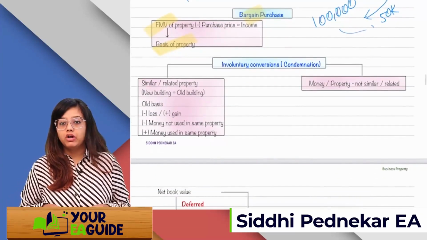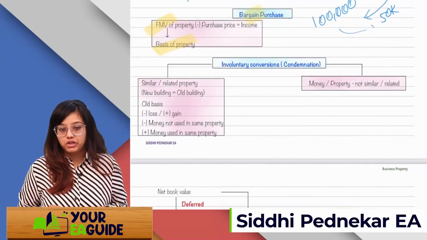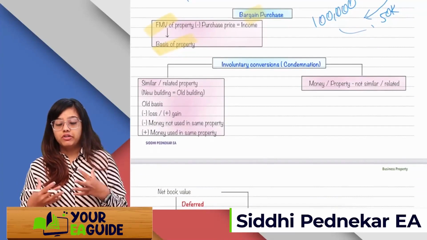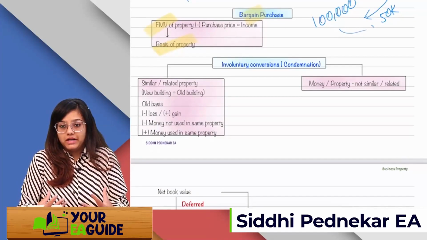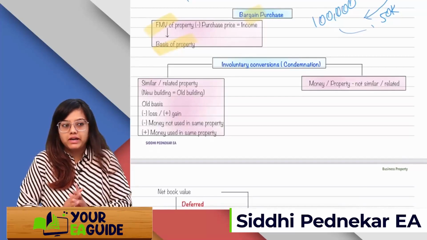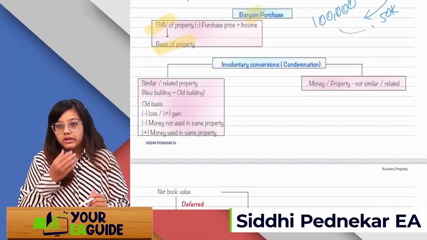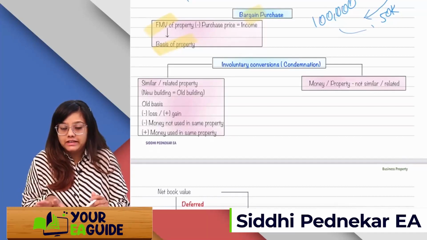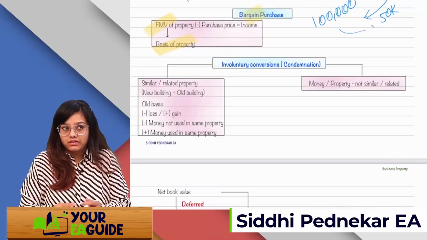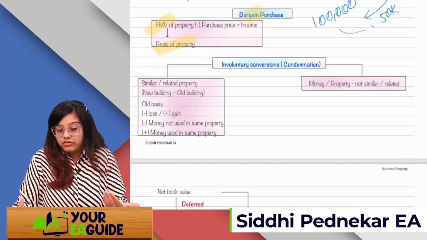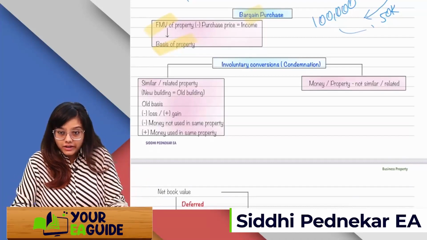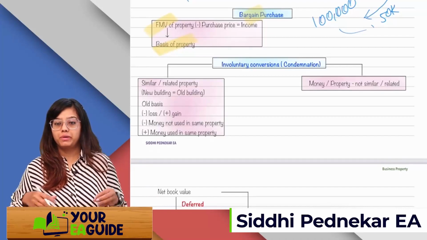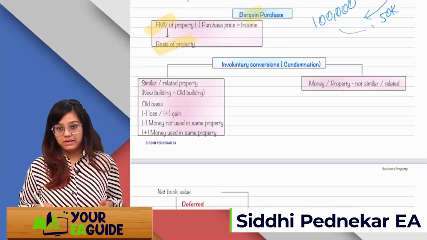Next is involuntary conversions, condemnation, we can say. It means if the government takes your property mandatorily just for redevelopment or improving the infrastructure facilities, like increasing the area of an airport, or wherever there is a requirement, they can condemn your property, which means they can acquire your property mandatorily.